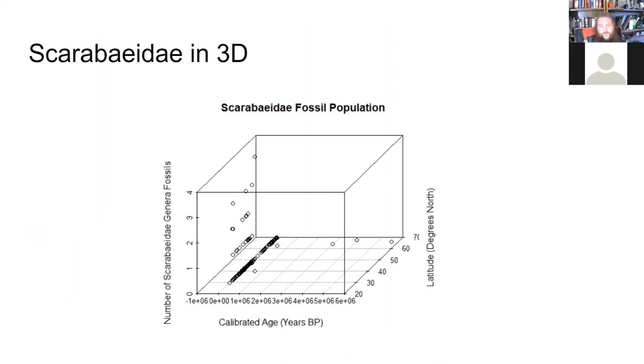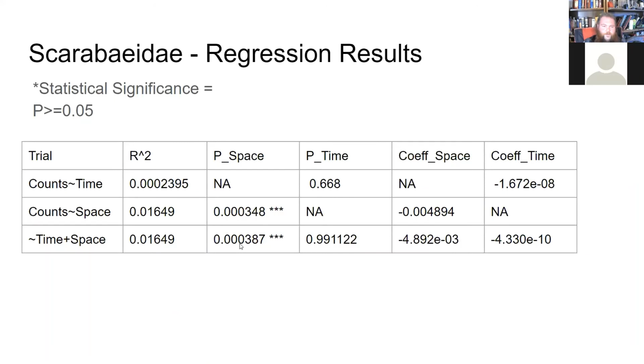So here's the distribution of scarabs in 3D, and you can see these graphs may be a bit difficult to read because of how it looks, but you can see that there's definitely a point beyond which they don't go. Run the regression coefficients here. Again, space is the only significant interactor, and the coefficient is negative, which suggests that you're more likely to find a scarab fossil the further south in latitude you go.